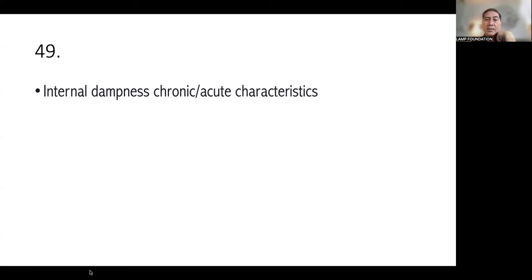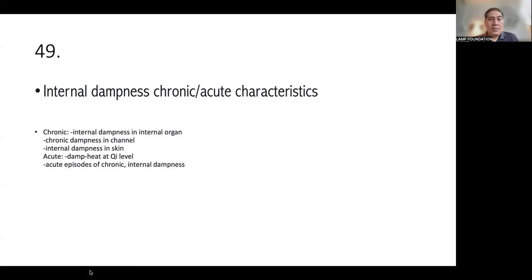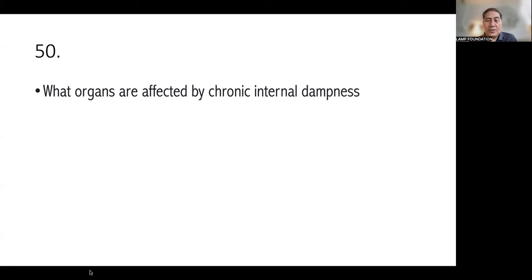Next, what are the characteristics of internal dampness, both acute and chronic? Let's start with chronic. Internal dampness in the internal organs, chronic dampness in the channel, and acute damp heat. So there will be acute episodes of chronic internal dampness. And the last one for Dr. Templo: what organs are affected by chronic internal dampness?